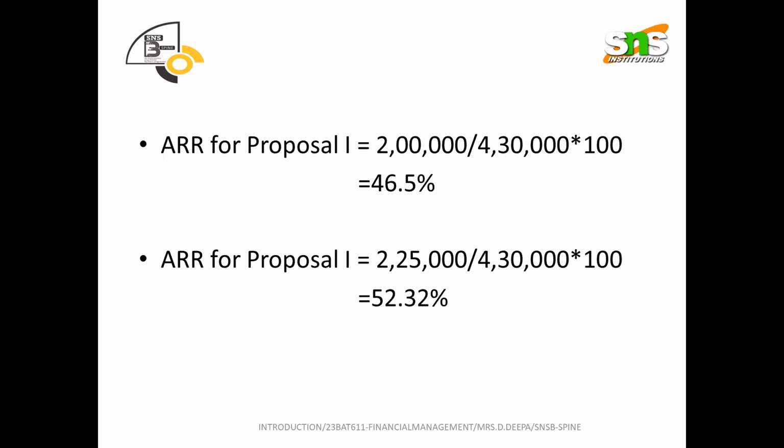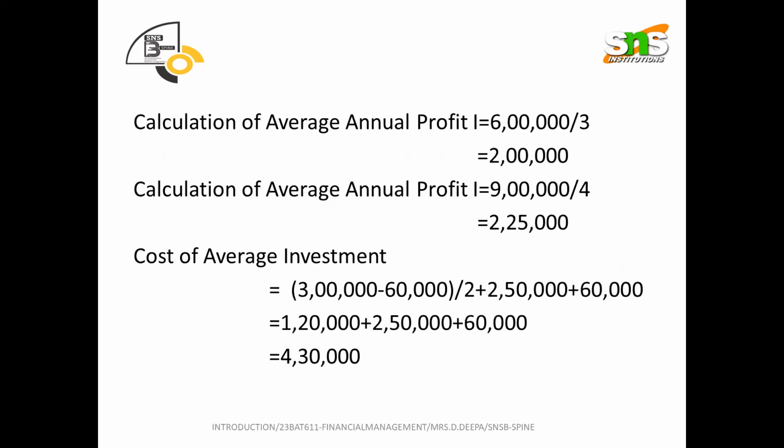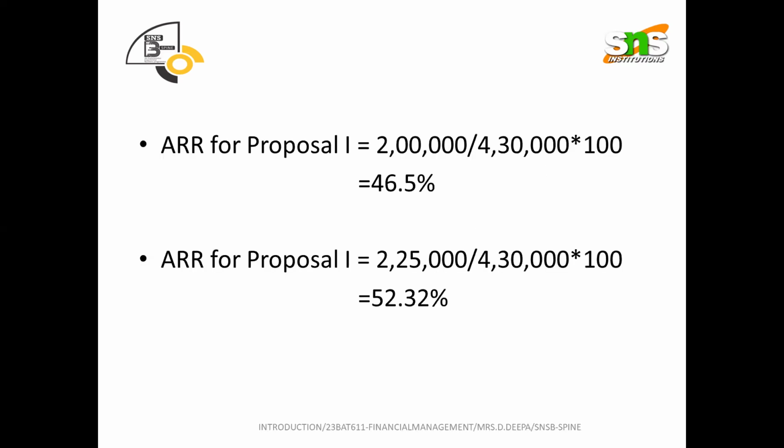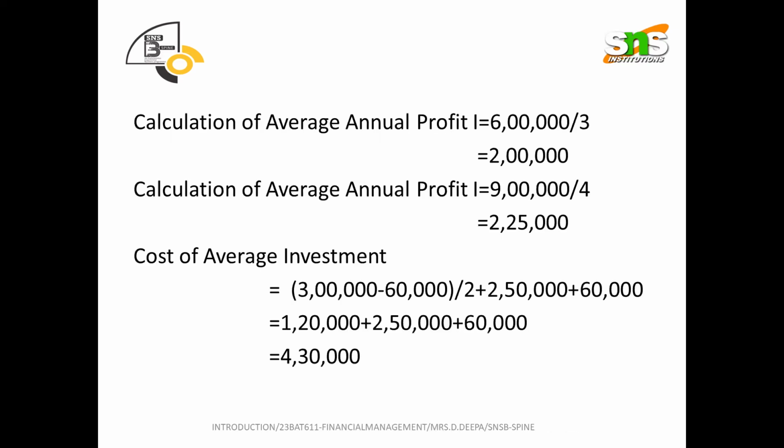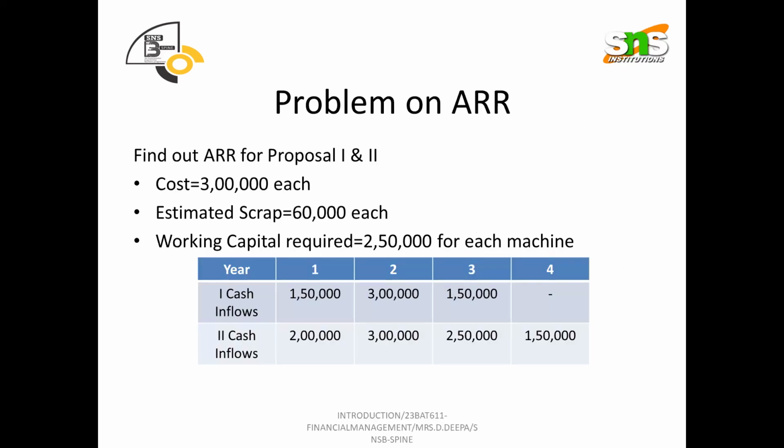And for the second proposal, 2 lakh 25,000 is the annual profit divided by 4 lakh 30,000, where we get 52.32. See here, proposal 1 and proposal 2. Comparing these two proposals, the highest rate of return, 52.32, is for the second project, proposal 2. Obviously, we'll select the second proposal since we get a higher rate of return. So this is the method of calculating ARR. Thank you.